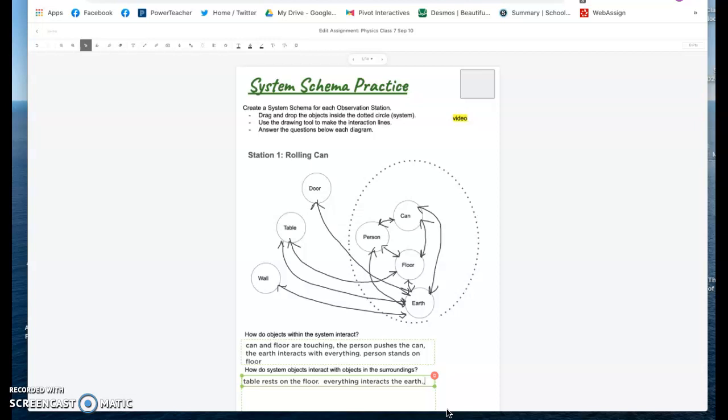If it's not touching, then it doesn't count. Like the person didn't touch the door, the door didn't touch the can. Well, I guess it might have touched the floor, but let's just pretend it didn't. So all of these things are interactions. That's kind of what we're looking for, and these don't have to be perfect yet. We're just trying to get the idea of drawing these.